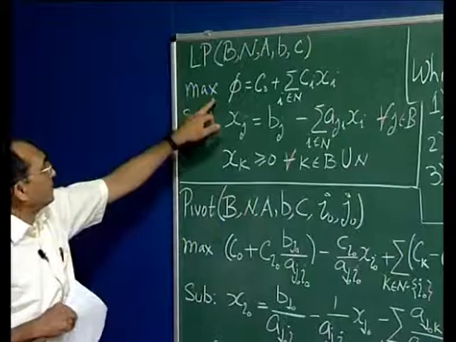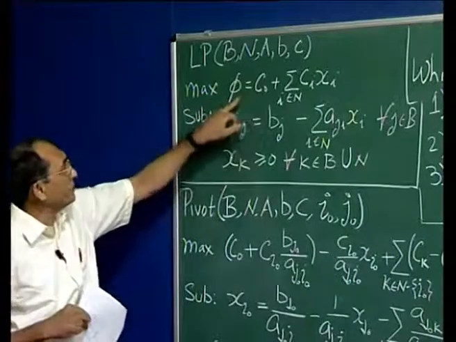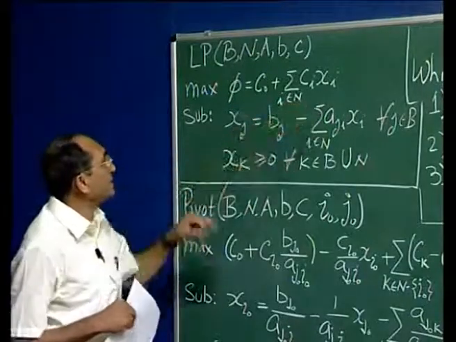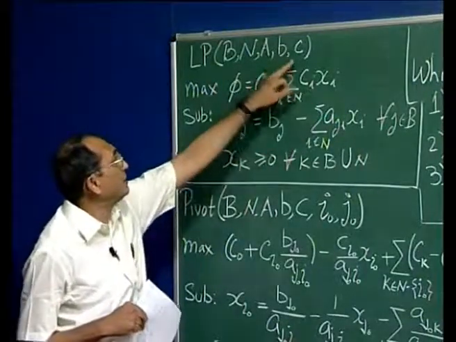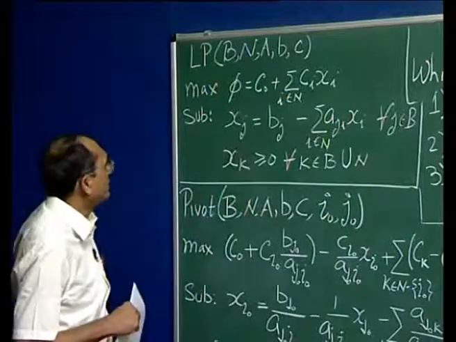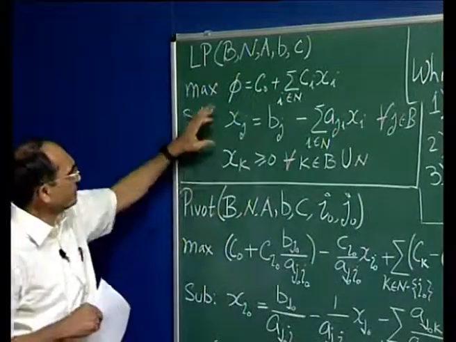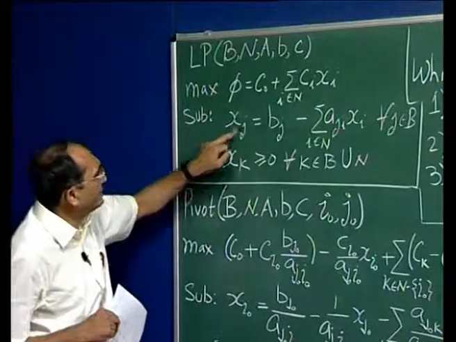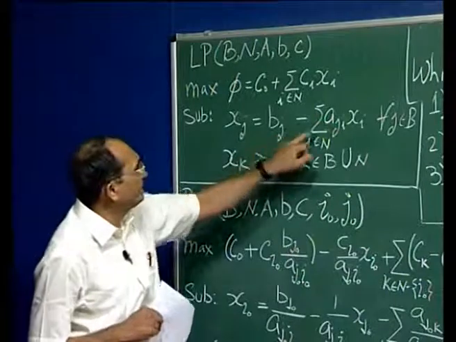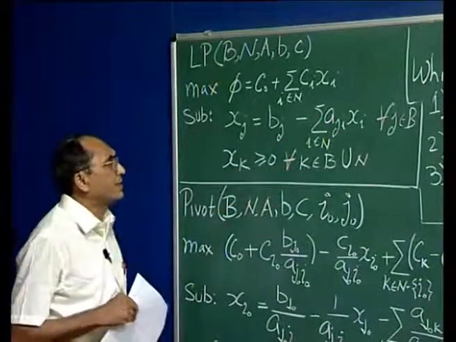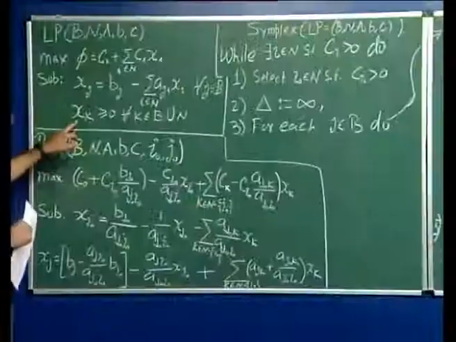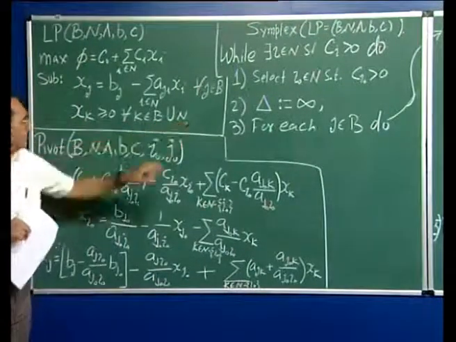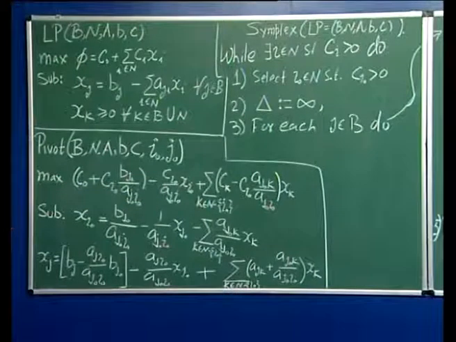The expression that we want to maximize, which is denoted by phi here, is this linear expression where these C0 and Ci's are given in this vector, subject to these equations where xj is supposed to be bj minus aji xi for each j in B. Every variable, those in B as well as in N, is supposed to be non-negative in a solution.